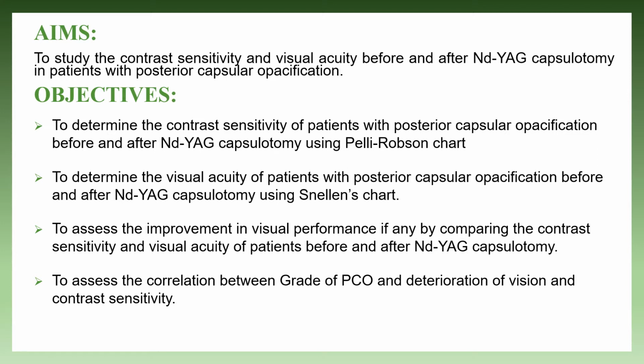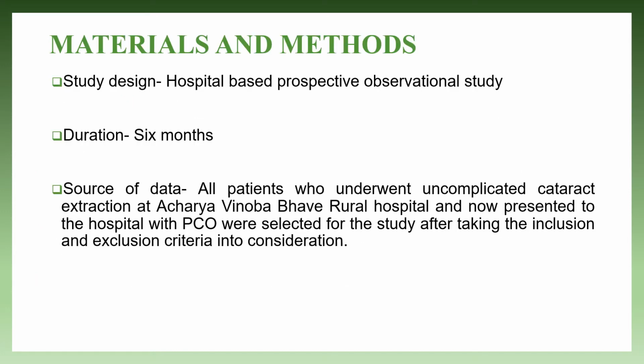patients with PCO. Objectives: to determine the contrast sensitivity in patients with PCO before and after NDR capsulotomy using Pelli-Robson chart, determine the visual acuity of patients with PCO before and after NDR capsulotomy using Snellen's chart, to assess the improvement in visual performance by comparing both CS and visual acuity of patients before and after NDR capsulotomy, and to assess the correlation between grade of PCO and the deterioration of vision and contrast sensitivity.